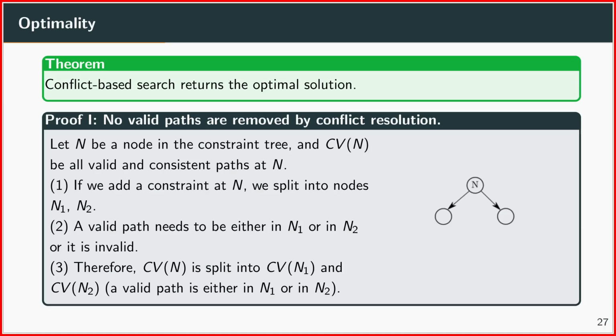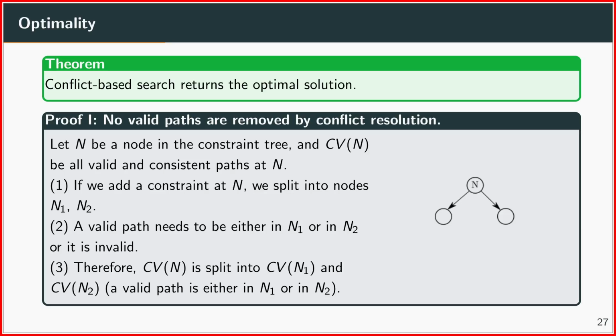First we say, okay, n is a node in our constraint tree, and CV of n is all valid and consistent paths at n. And if we add a constraint at our node, we split those nodes into 2 new nodes, n1 and n2. And because we know that we have applied a constraint which has just resolved an invalidity in our problem, we know that a valid path needs to be either in n1 or n2, or if it's not there, then of course it needs to be invalid.